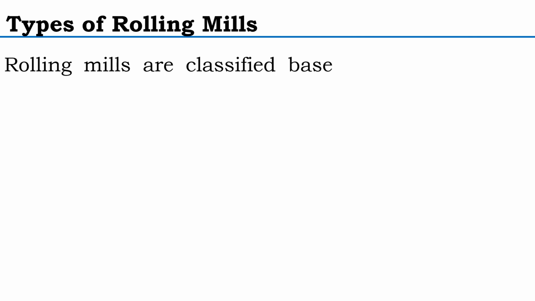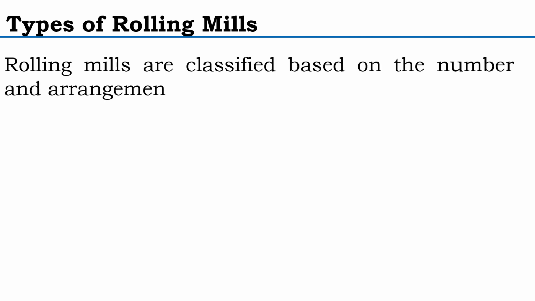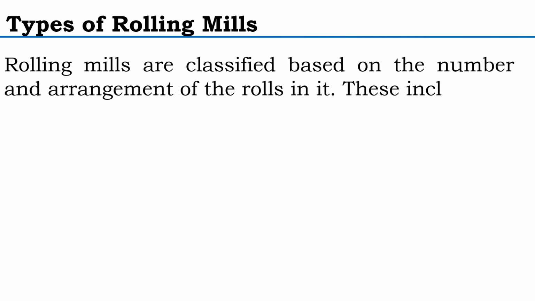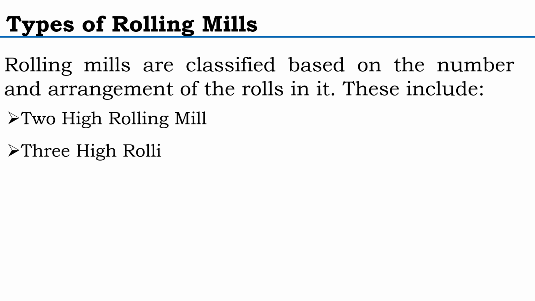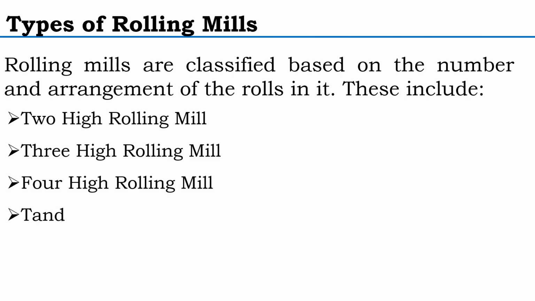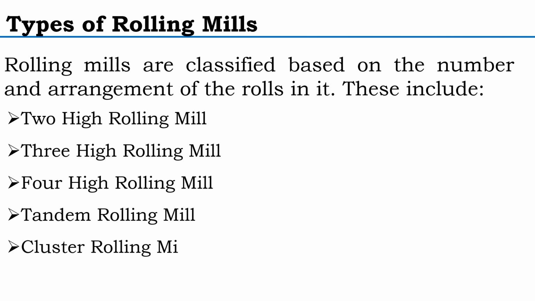Types of rolling mills. Rolling mills are classified based on the number and arrangement of the rolls in it. These include 2-high rolling mill, 3-high rolling mill, 4-high rolling mill, tandem rolling mill, cluster rolling mill, planetary rolling mill.